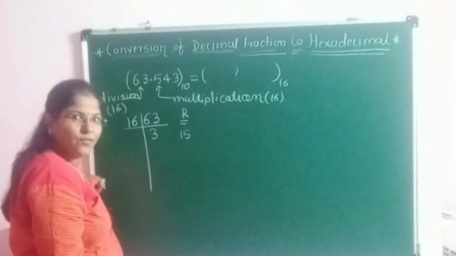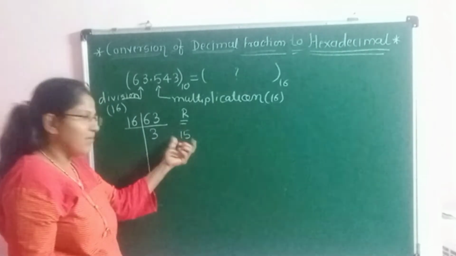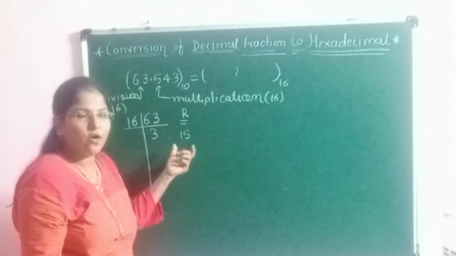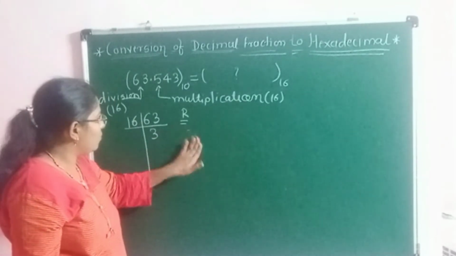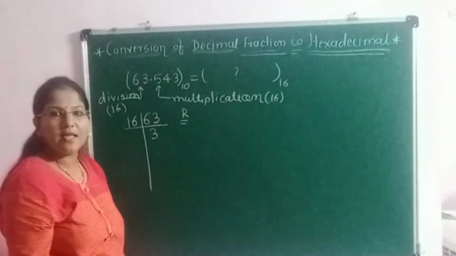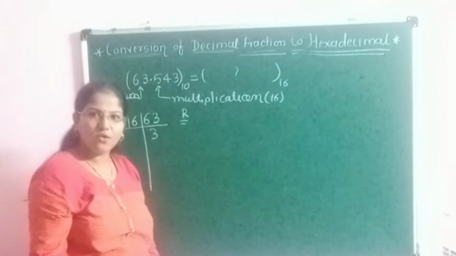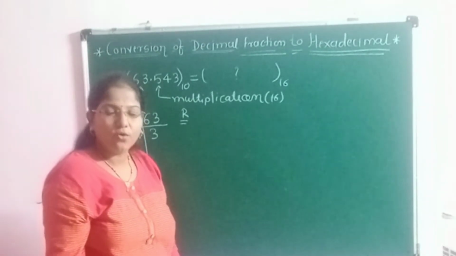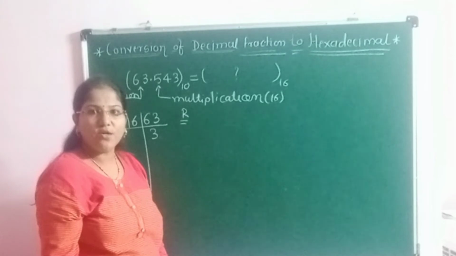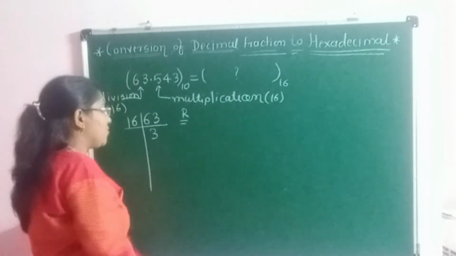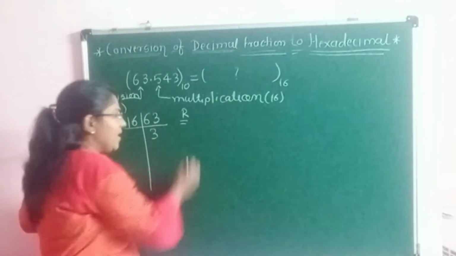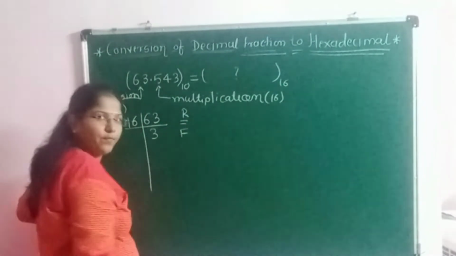Is it right to write 15? Yes, the remainder is 15, this is right, but we cannot write the number 15 directly as it is in hexadecimal. What do we have to do? In hexadecimal, capital letters from A to F are used to represent the numbers from 10 to 15. So capital F is used to represent 15. So instead of writing 15, here I have to write the capital F.